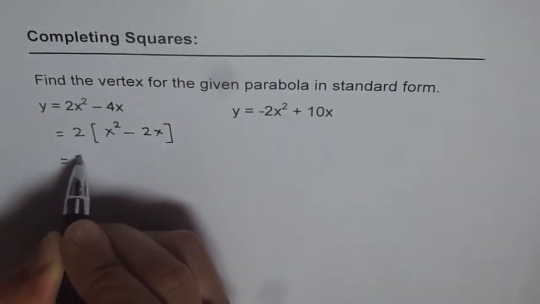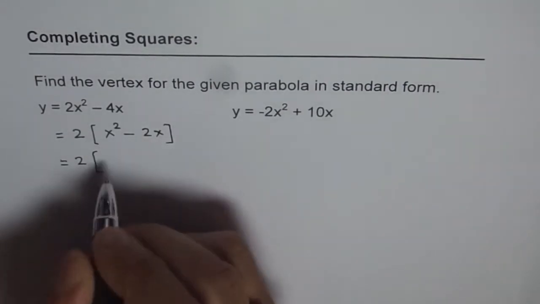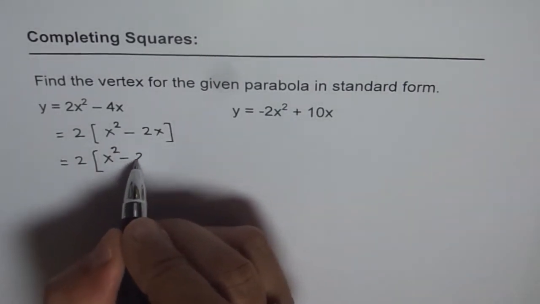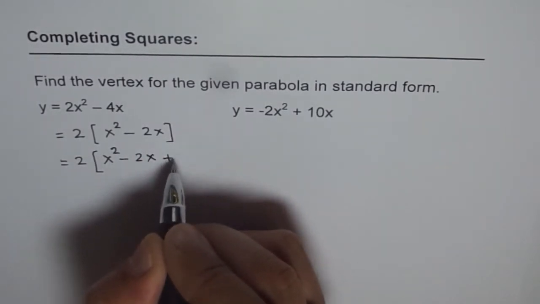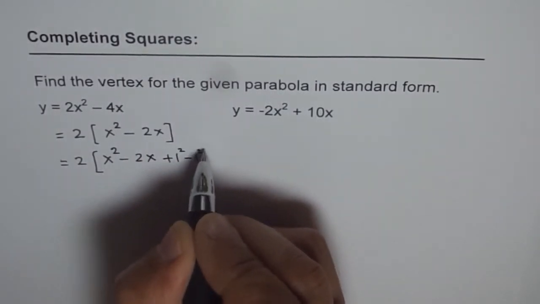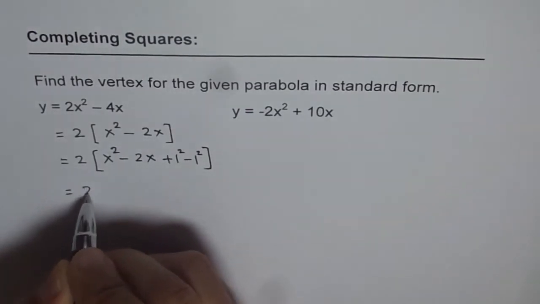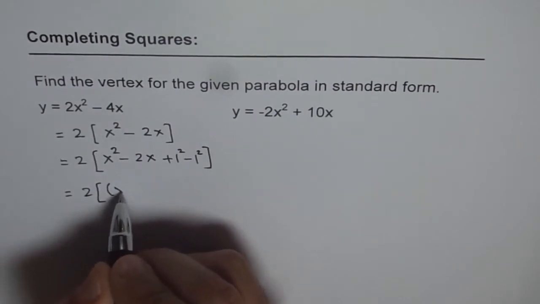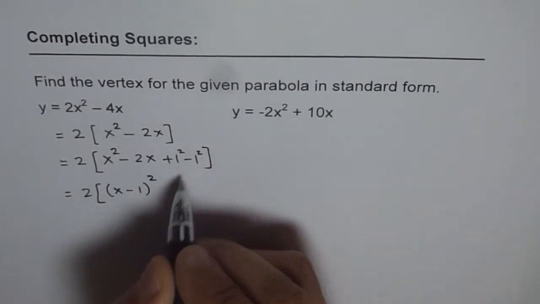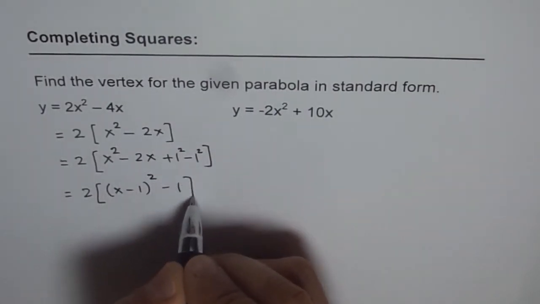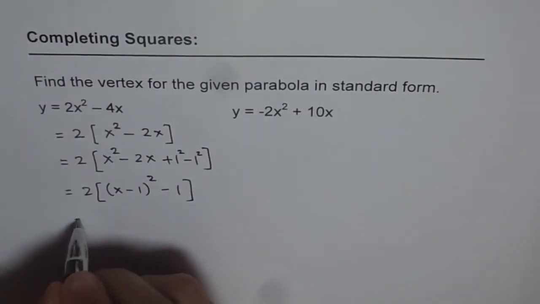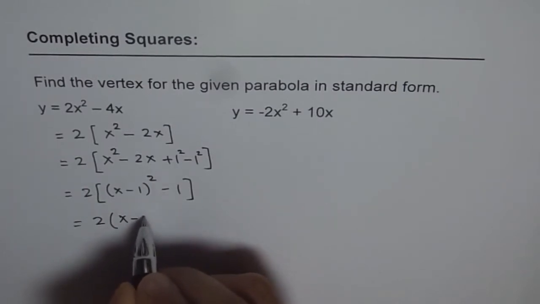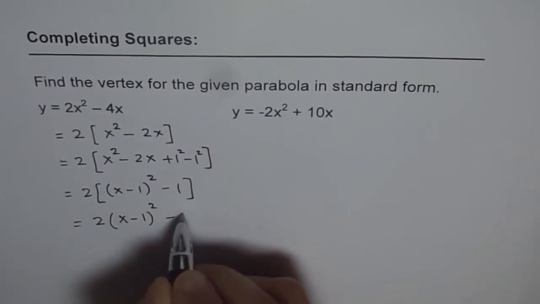The next step is we have to take half of 2, the coefficient of x, and add and subtract its square. So half of 2 is actually 1. So we'll write plus 1 squared and minus 1 squared. Now as you can see, we do have a perfect square from the first three terms, and that is x minus 1 whole squared. And we can write minus 1, which is the square of 1. Now let's open the brackets to get the answer, which is 2 times x minus 1 whole squared minus 2.